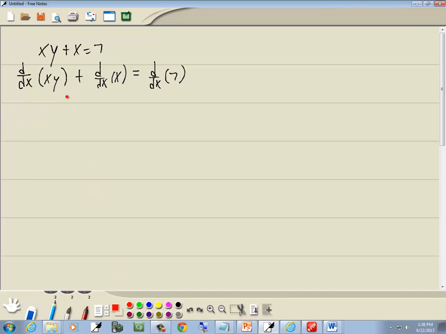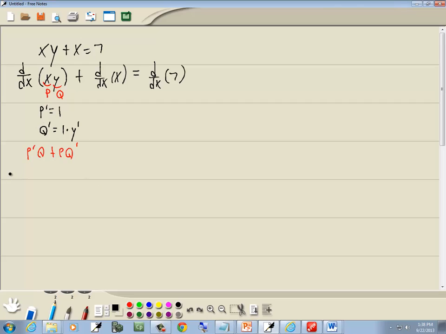Well, the xy, this is the product rule. We've got something times something else. So this will be our p and this will be our q. We need p prime. The derivative of x is 1. We need q prime. The derivative of y is 1. We're taking the derivative with respect to x though, and it's really y, so we have to add on our y prime. Now our formula for the product rule is p prime q plus p q prime.